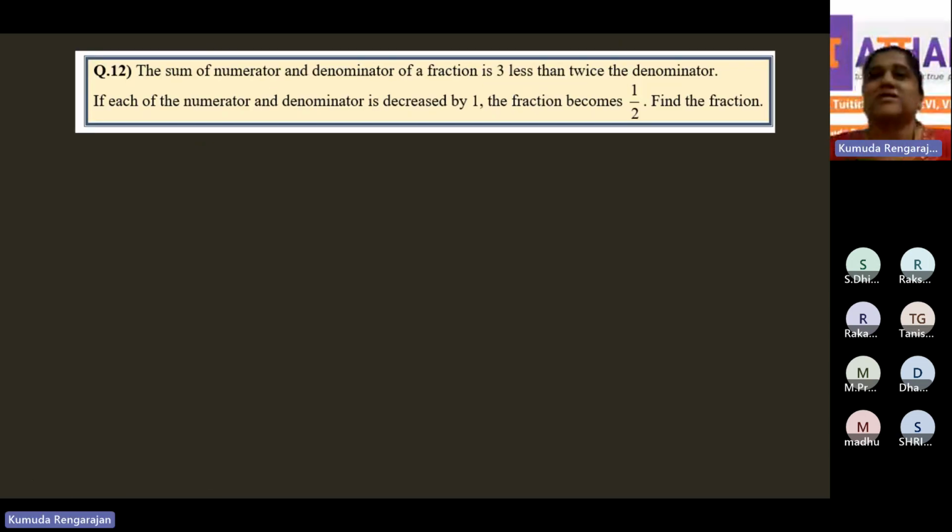Oh, perfect. Very good. Rajat is the first one to get the correct answer, 4 by 7. Anybody else? Anyone else? Four by 7. Very good. Next, Shashank has got the correct answer, 4 by 7. Florentina has also got the correct answer, 4 by 7.